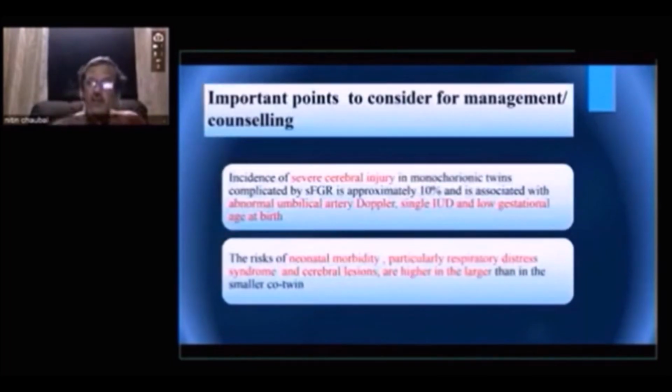There are some very important points to consider ourselves, as well as when we counsel the patient for management. First, we have to explain that there is always an incidence of severe cerebral injury in monochorionic twins complicated by sFGR, which can be as much as 10%. This is more commonly seen when there's an abnormal umbilical artery Doppler, grossly, a single IUD, or a low gestational age at birth. We should also explain that there is always neonatal morbidity, particularly respiratory distress syndrome and cerebral disease, and these are more commonly seen in the larger fetus.